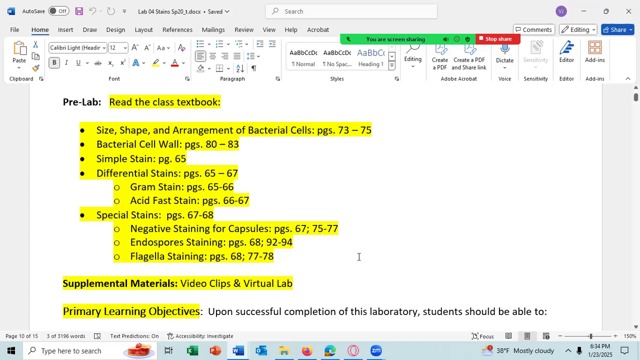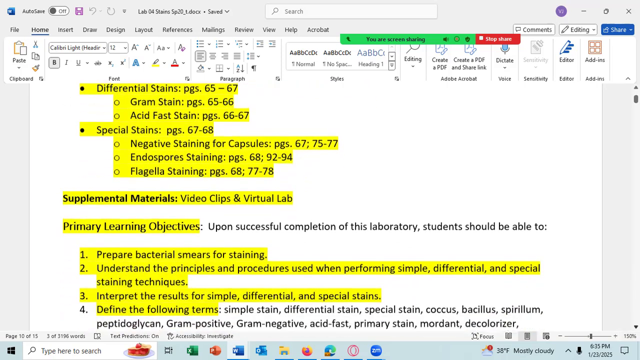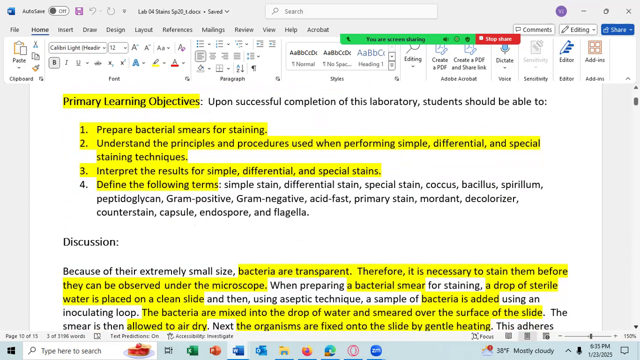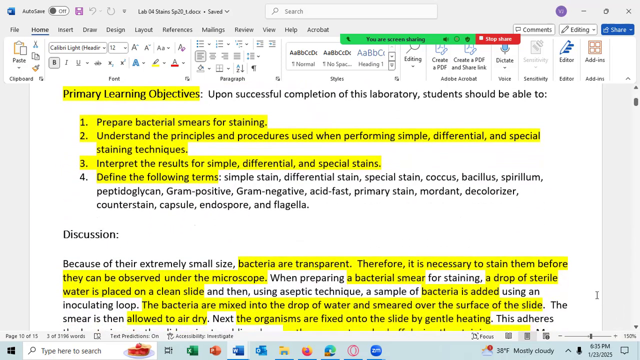There are some supplemental materials in this lab. There are video clips and a virtual lab that I hope you guys will do today. The learning objectives for this lab: one, you should be able to prepare a bacterial smear for staining, and we're only going to cover it because obviously you can't do it since everything we're doing is online. I should try and think of a way of getting you guys to do that in a lab question or something.